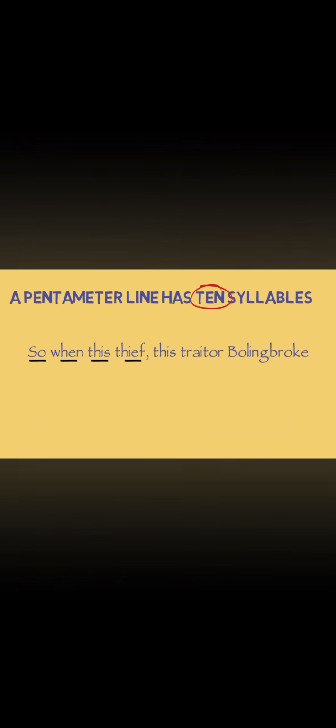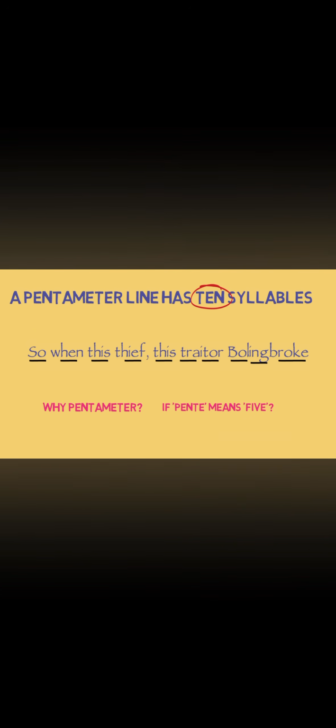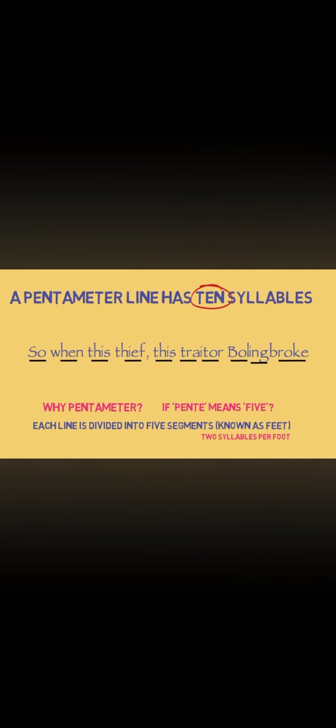So when this thief, this traitor, Bolingbroke. But a good question to ask is, well, if there are 10 syllables, why is it called pentameter? After all, in Greek, pente means 5, not 10. Well, pentameter actually means that each line is divided into 5 segments, which happen to be called feet, and each of these feet contains 2 syllables.